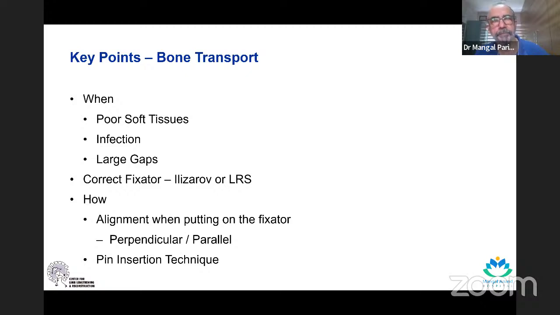The rings or pins should be perpendicular or parallel depending on what the case is, and pay a lot of attention to pin insertion technique. The pins have to be the right size. They have to be put in appropriately, because these fixators are not the 3-week, 4-week fixators of compound fractures. They are fixators which are going to stay on for at least 6 to 8 months, if not a year, as in that particular case that I showed you.